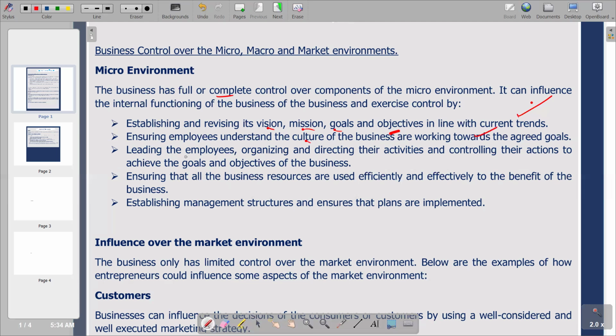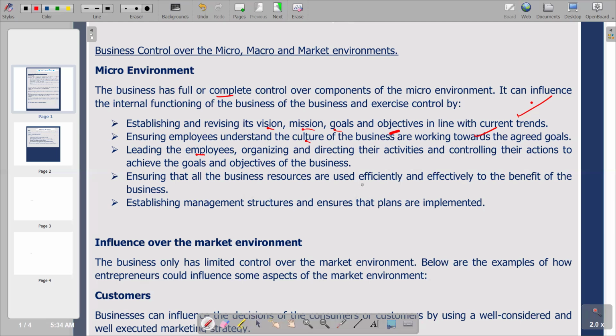Then the third point: leading the employees, organizing and directing their activities and controlling their actions to achieve the goals and objectives of the business. So now we have our employees as labor, and labor is a resource that we have at the business. So it becomes the organizational or business resource. Remember, the organizational resource is also part of the components of the microenvironment. By leading, organizing and directing employees, that is the degree of control that is there.